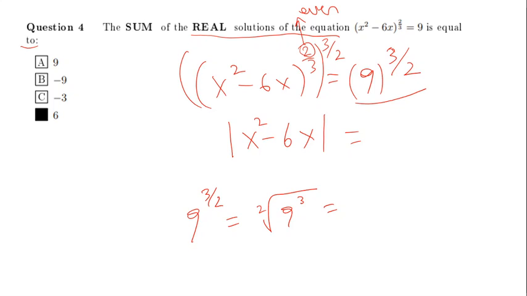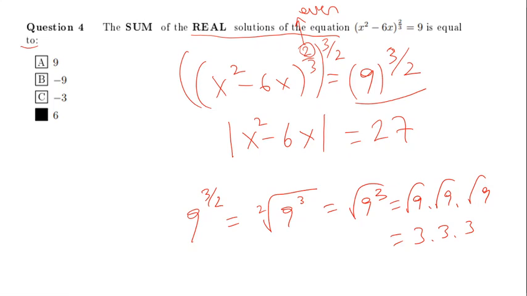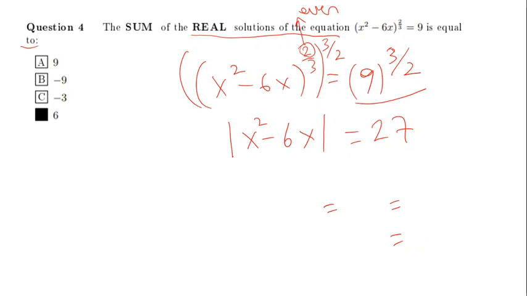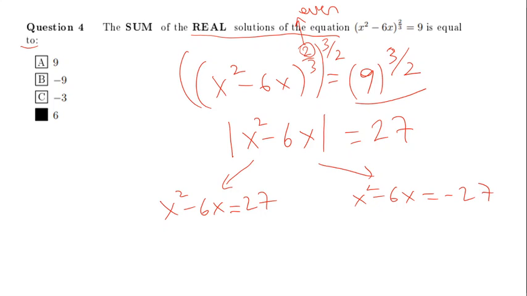And we can write it as square root of 9 cubed, which is square root 9 times square root 9 times square root 9. You can write it this way, 3, 3, and 3, which gives us 27. So in this way, we have two solutions here: x squared minus 6x minus 2 equal to 27, or we have x squared minus 6x equal to minus 27. So we have x squared minus 6x minus 27 equal to 0.